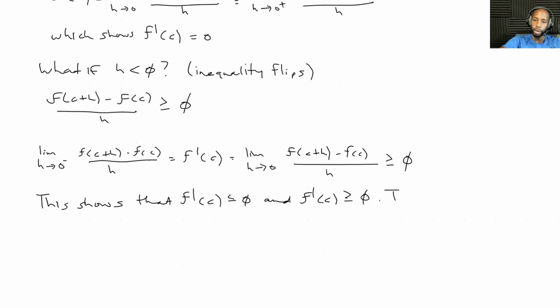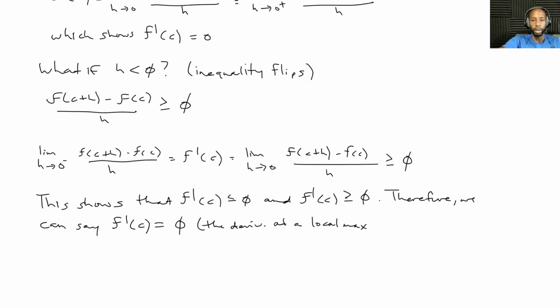Therefore, we can say that the derivative at point C is equal to 0. Or in other words, the derivative at a local max or min is equal to 0. Okay. So we've just proven Fermat's theorem, which again, let's go back.